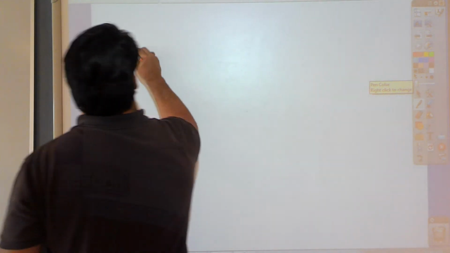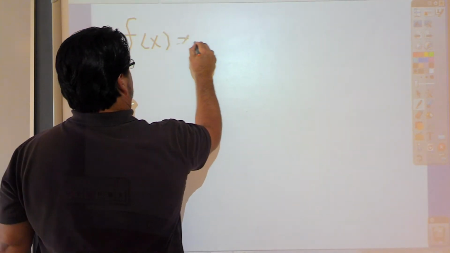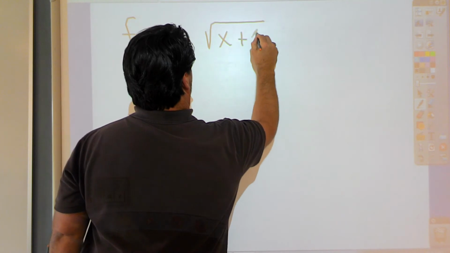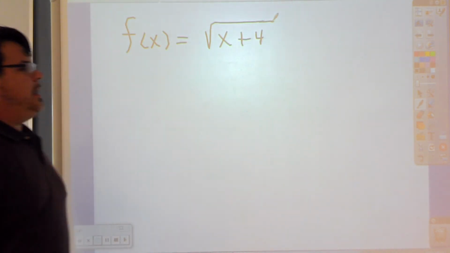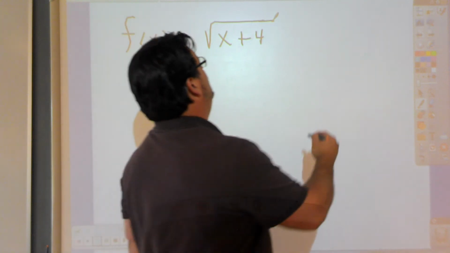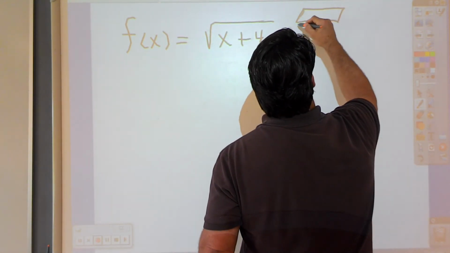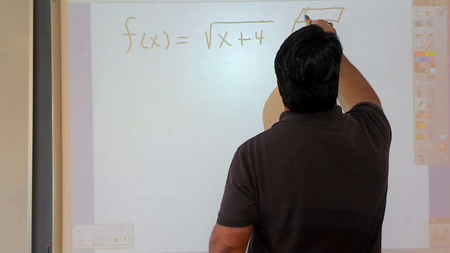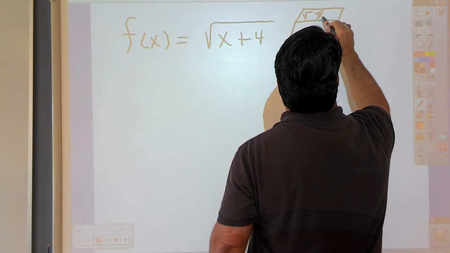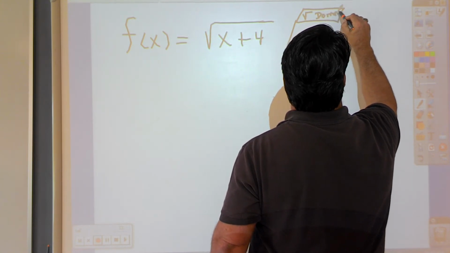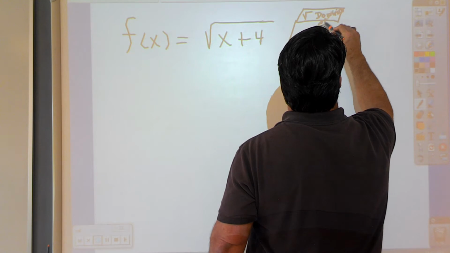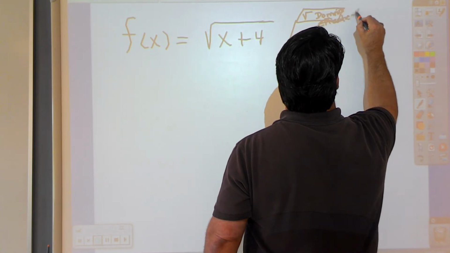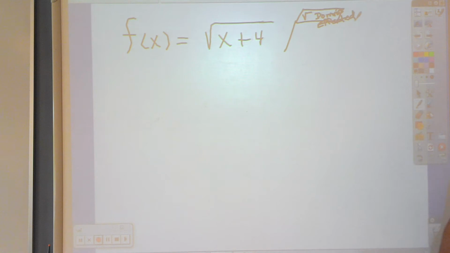Let's say I give you f of x is equal to the square root of x plus 4. Right off the bat, a radical means the domain is affected. So you know right off the bat that the domain of this function is affected. So how do we find it?